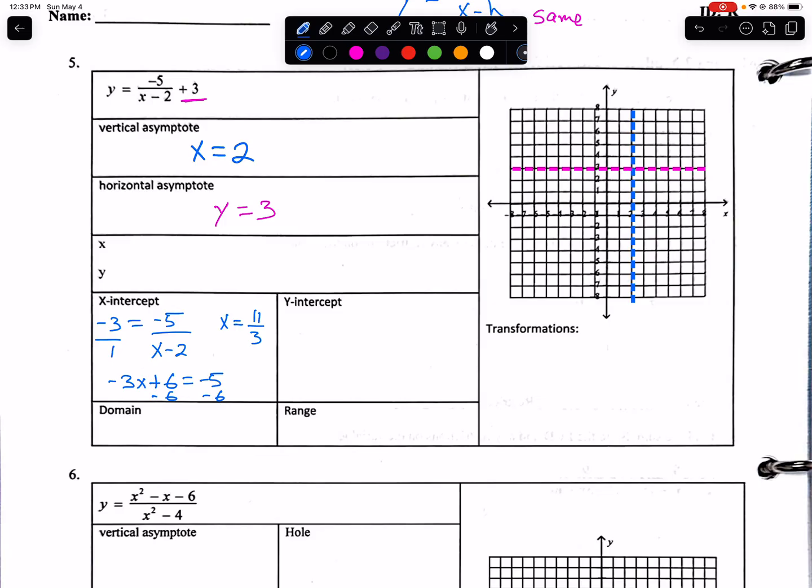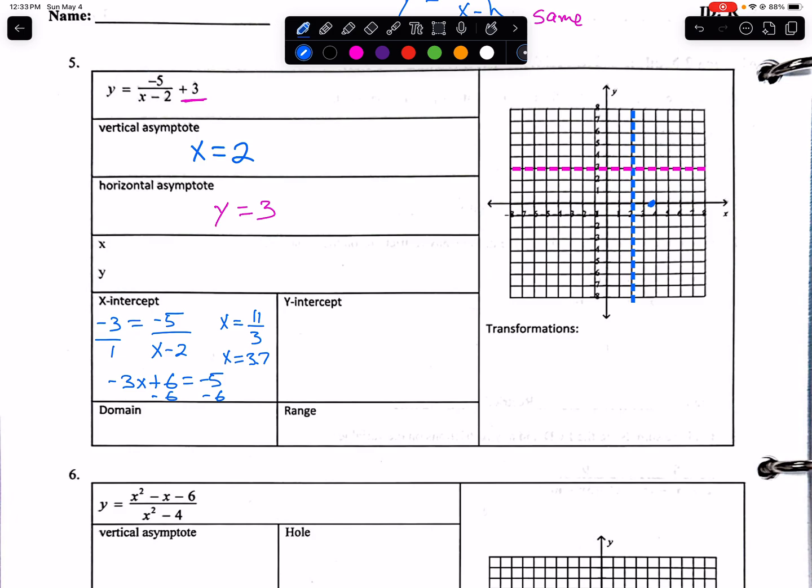Perfect. So 11 divided by 3 is, I think, 2.7, but let me double check. Oops, I did too many divides. Clear. 3.7. Okay. And then you put your dot at 3.7 on the x. Just take care of it right away so it doesn't mess with you.